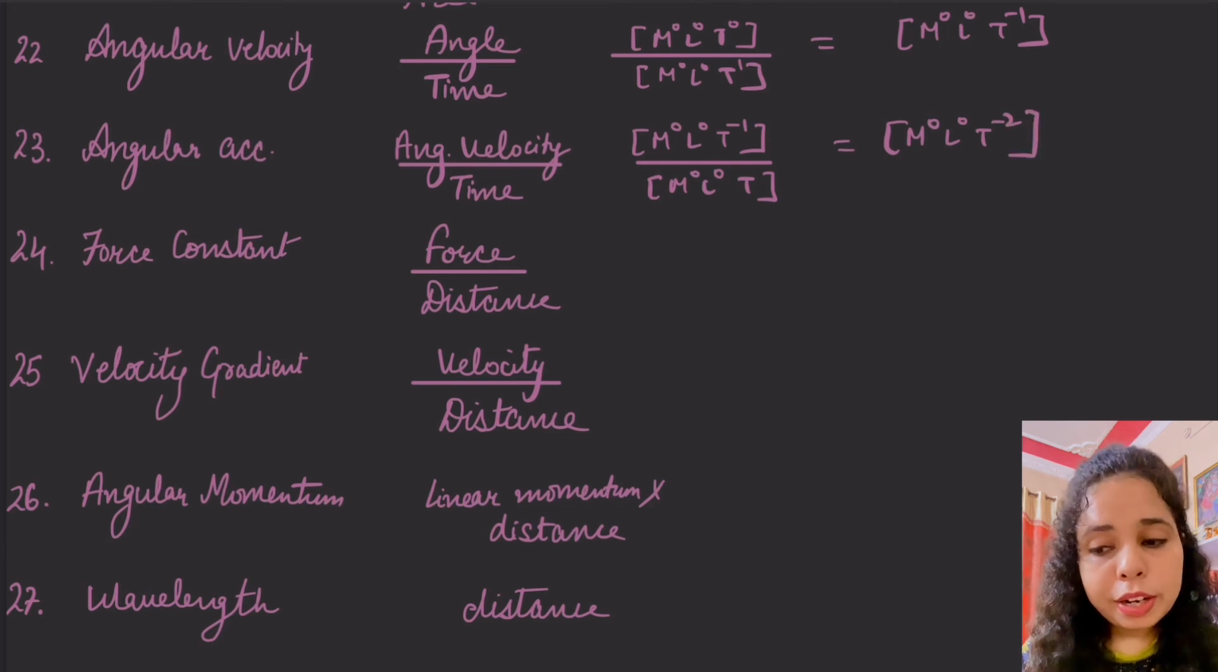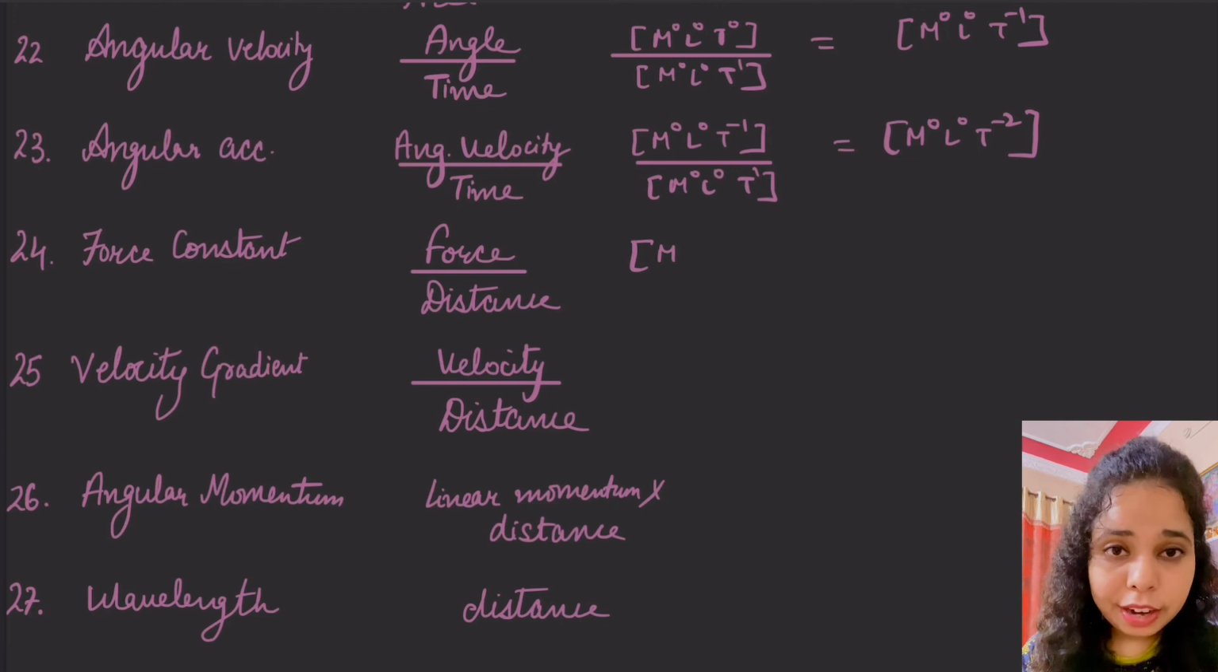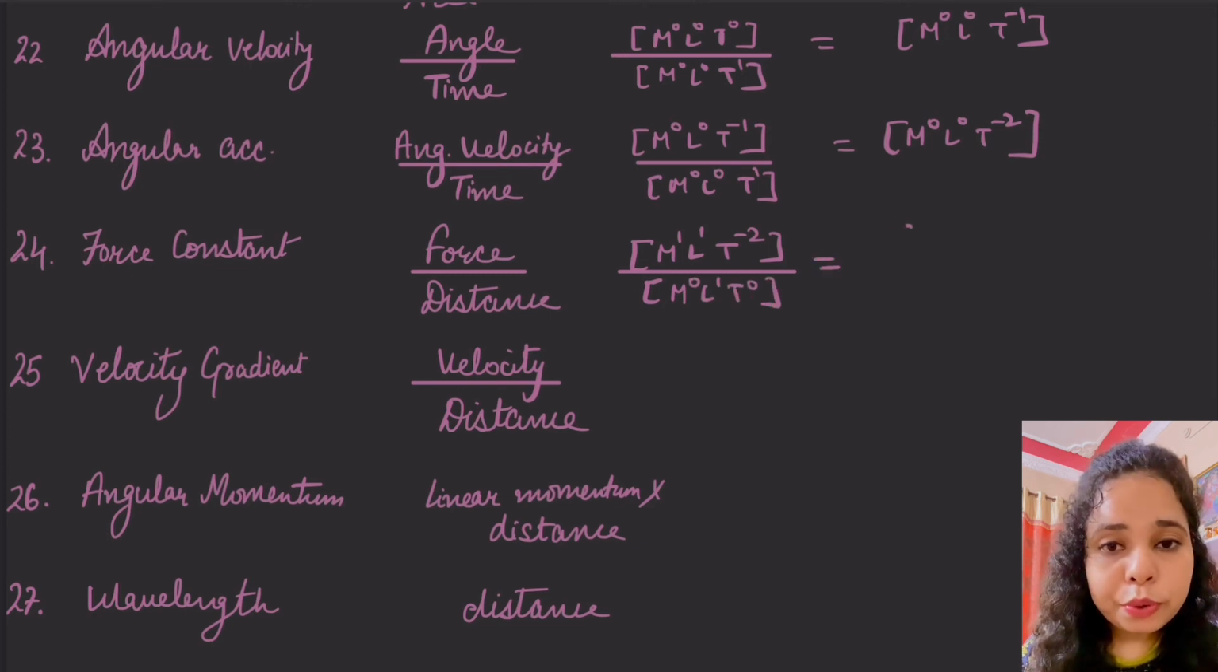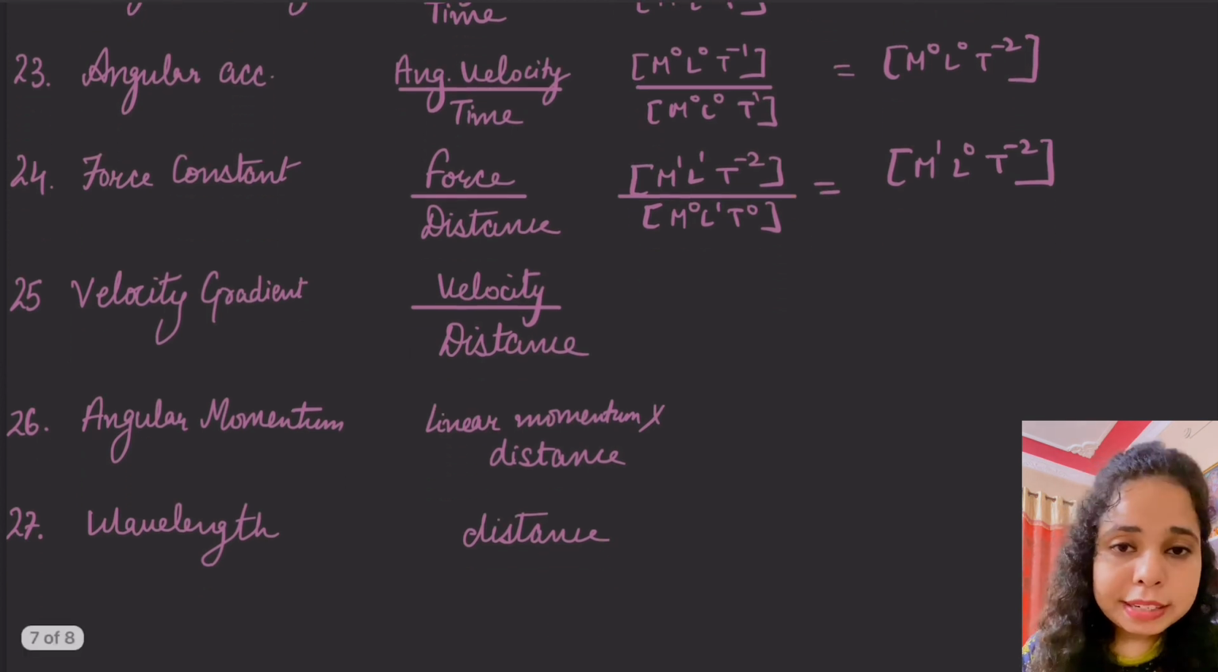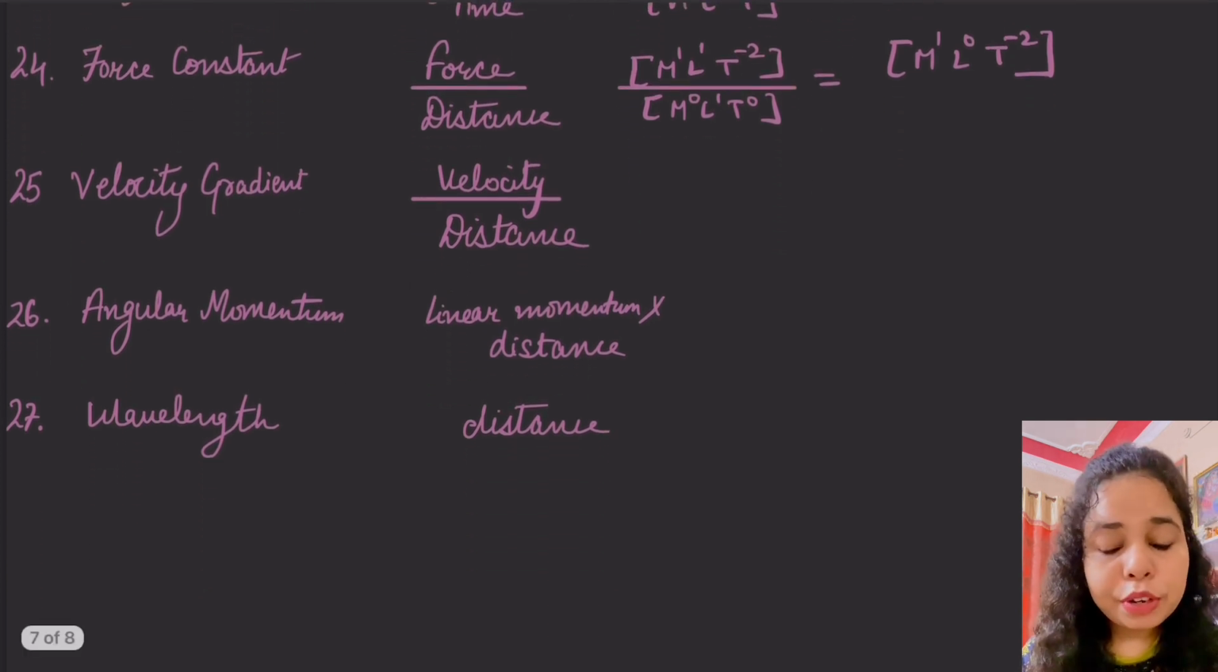Now the other quantity which we have to discuss is force constant, and it is defined as force upon distance. For force we are having dimensional formula m1 l1 t minus 2, and it is divided by distance, that is m0 l1 t0. Therefore we are having the dimensional formula for the force constant as m1 l0 t minus 2.